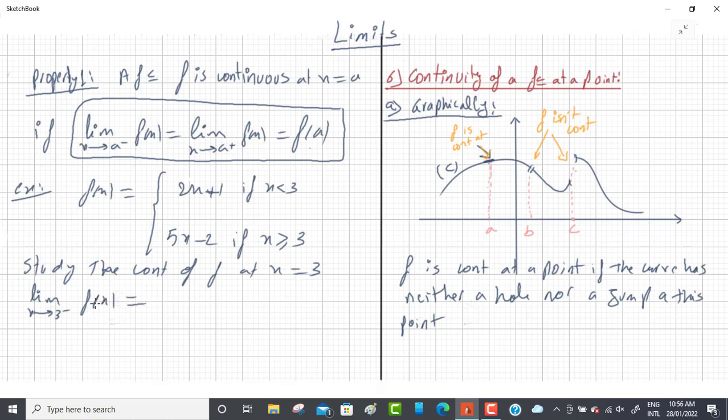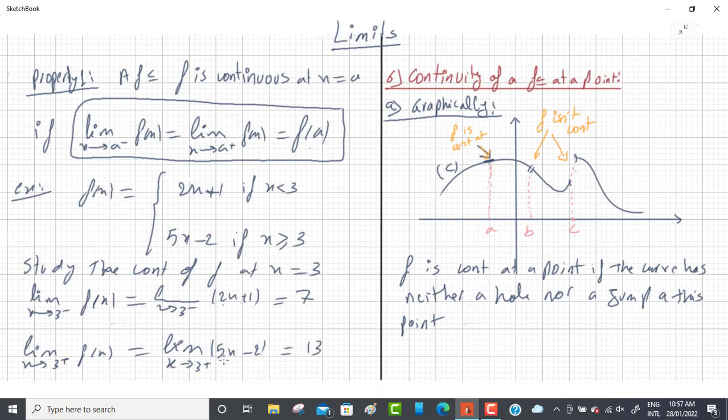But at 3 minus, which function are you going to use? 3 minus is less than 3, so you're going to use the first subfunction. It's the limit as x tends to 3 minus of 2x plus 1. 2 times 3 is 6, plus 1 is 7. The limit as x tends to 3 plus of f of x: 3 plus is greater than 3, so you use the second function, 5x minus 2. 5 times 3 is 15, minus 2 is 13.